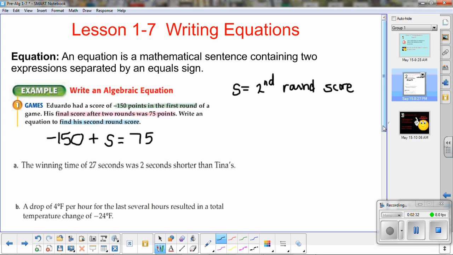If you want, you could pause the video at this time and try the next two on your own. The winning time of 27 seconds was 2 seconds shorter than Tina's. First, I ask myself what I don't know. I don't know what Tina's time was. So I'm going to define my variable. I'm going to have T equaling Tina's time.